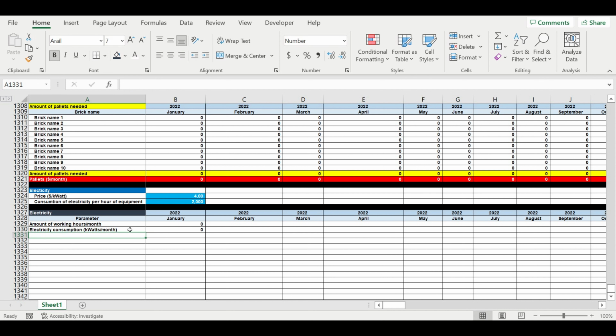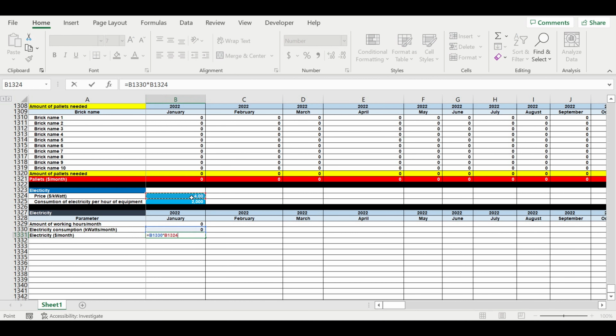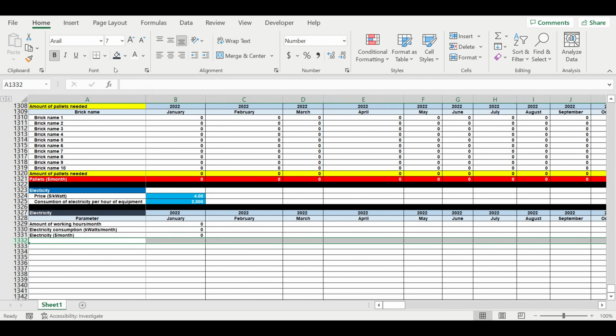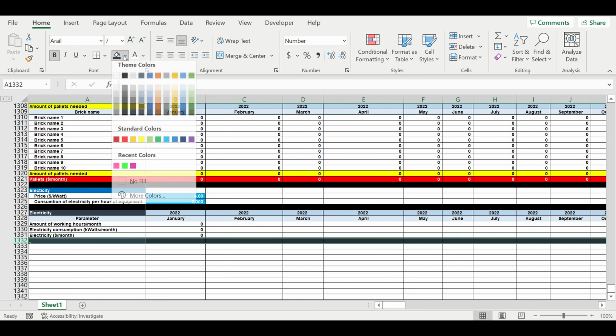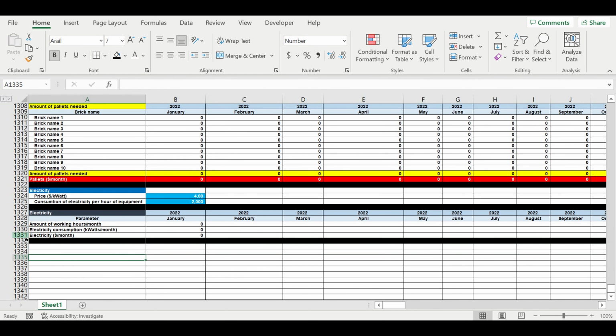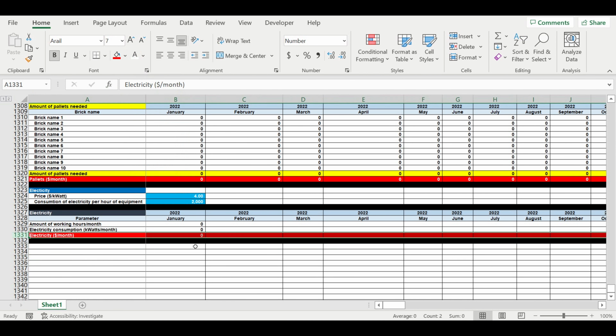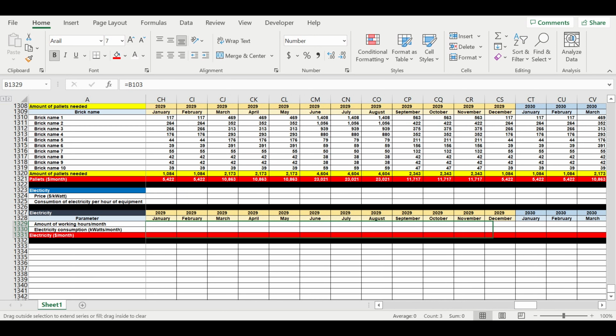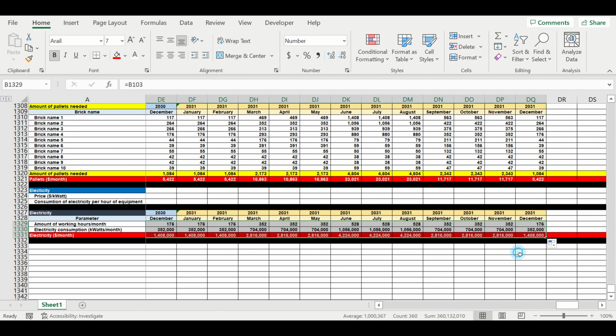And the next step will be calculating direct expenses for electricity. Electricity, dollar per month. I will take the consumption in kilowatts and multiply it by the price of 1 kilowatt. So this will be the direct expense which will go to the cash flow statement. These are preliminary steps, and then I will just extrapolate this formula to the right. These are direct expenses for electricity.